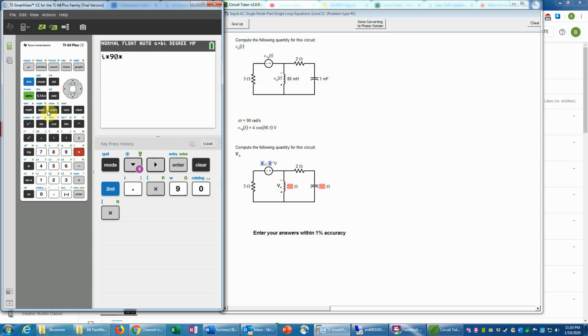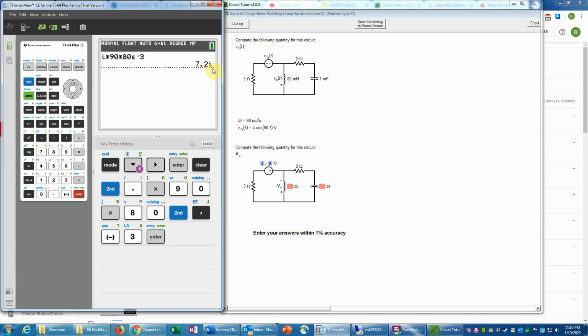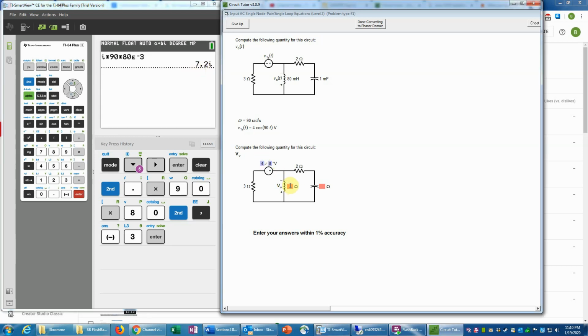So we can write that as 80e to the negative 3, or I could have written it as 0.08 also, which would also work. And so that gives me 7.2i as the value. So I'll go ahead and enter that here, except now I'm going to use a j rather than an i, because that's the notation we use in electrical engineering to avoid confusing i with current.